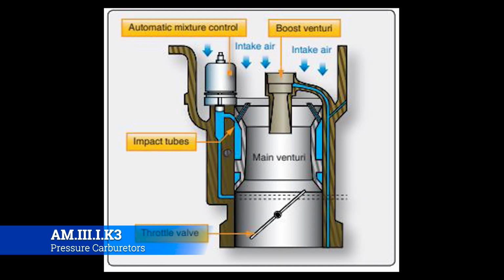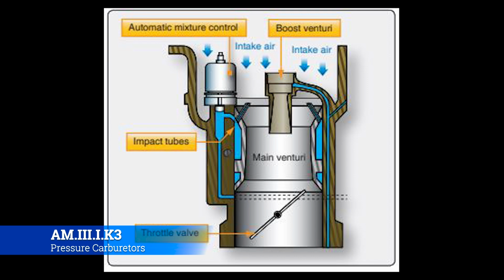All right, so the last component that we want to look at is the automatic mixture control, and it consists of a bellows assembly, a carbureted needle, and a seat. And you can see it clearly right here, just above the throttle body. Now, the purpose of the AMC is to compensate for changes in air density due to temperature and altitude changes. So what the AMC effectively does is it auto leans your mixture as you go up.